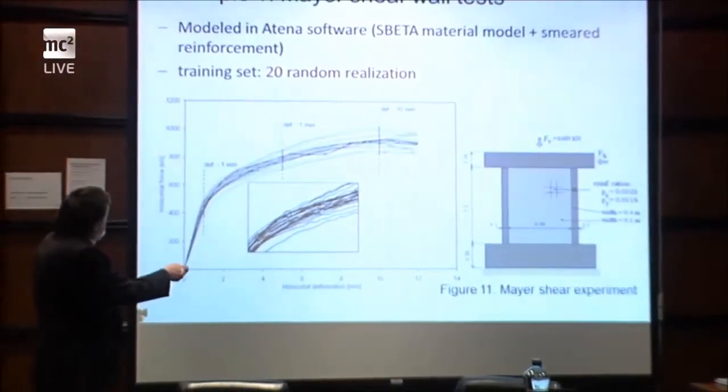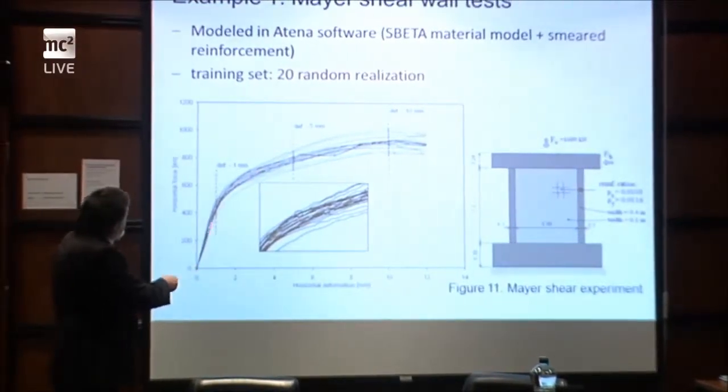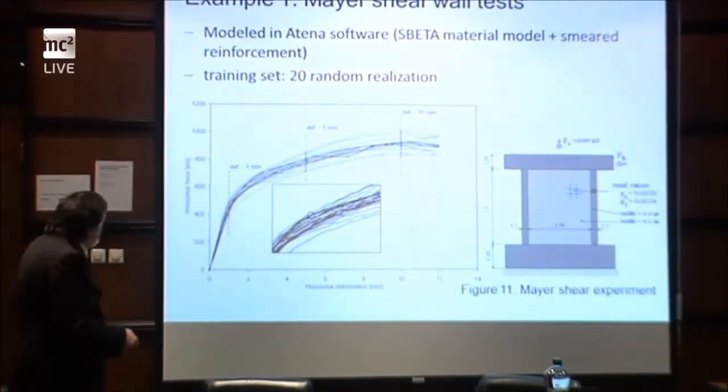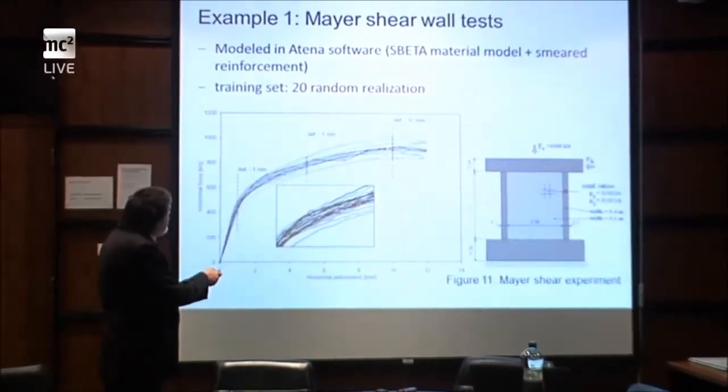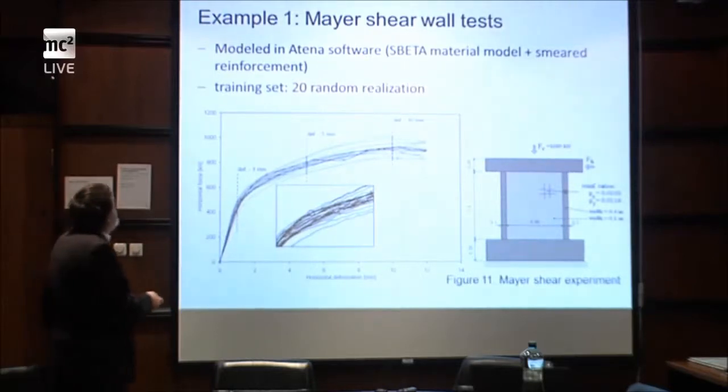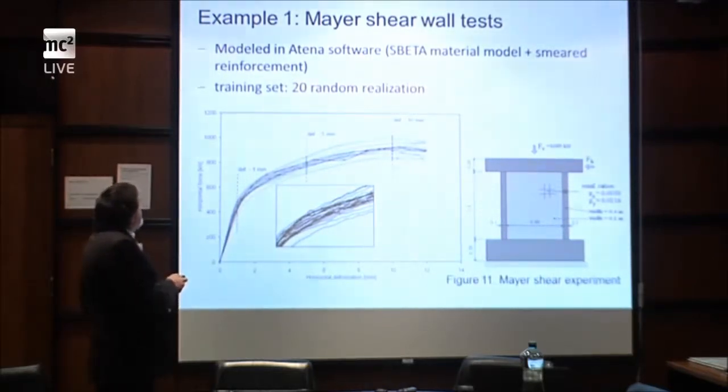And Vladimir Červenka actually had, at that time, real trouble calibrating the parameters for that. That's why we took this example as a testing example, where there was a training set of 20 random realizations of a random load deflection curve. You can see it here, okay?